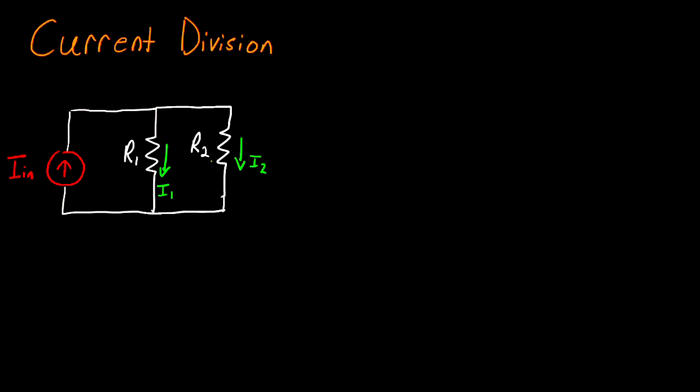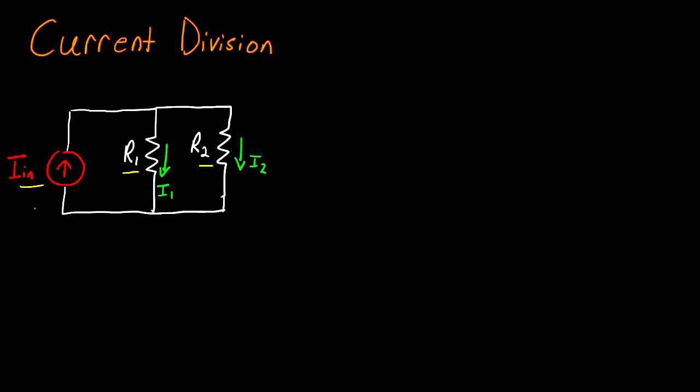We are going to be talking about current division. In electrical engineering, oftentimes you end up with a circuit that has a current source and two parallel resistors. Because of that, people came up with the idea of current division, so that way they could directly relate I1 or I2 to the resistors and the input current.